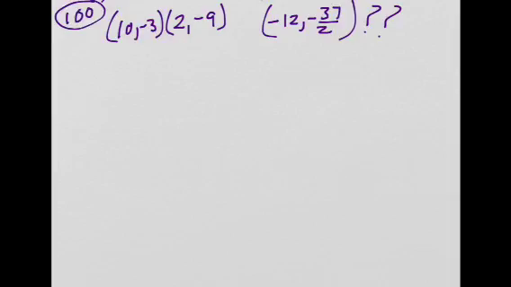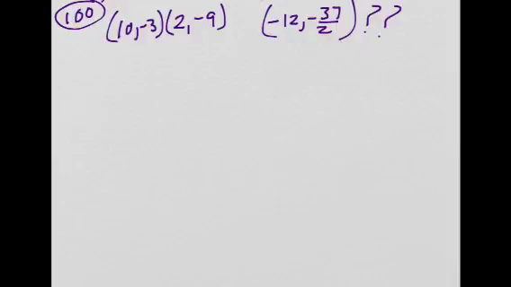Okay, so for number 100, you have to say whether the statement is true or false. It says, if the points (10, -3) and (2, -9) lie on the same line, then the point (-12, -37/2) also lies on that line. So we want to show whether this point lies on the line that is formed by connecting these 2 points. So we need to find the equation of this line first, and see whether this point fits into that equation.